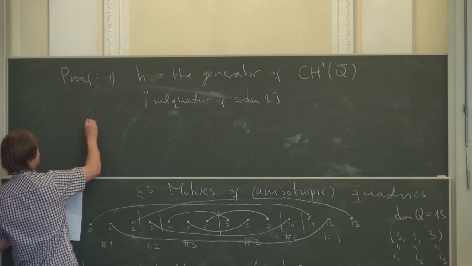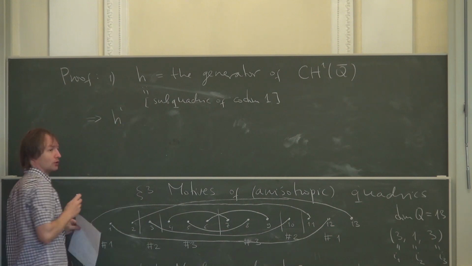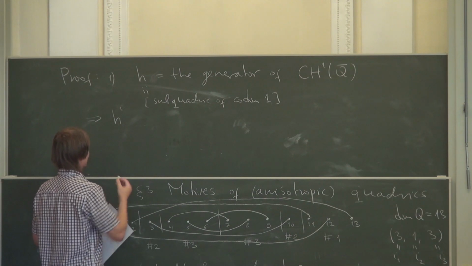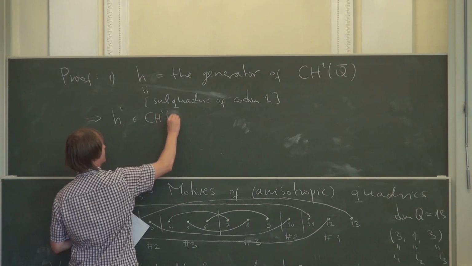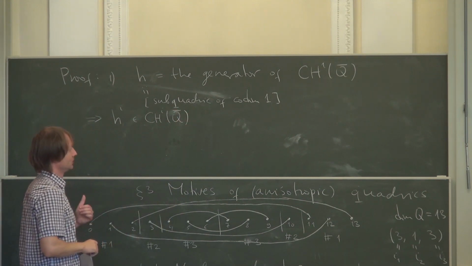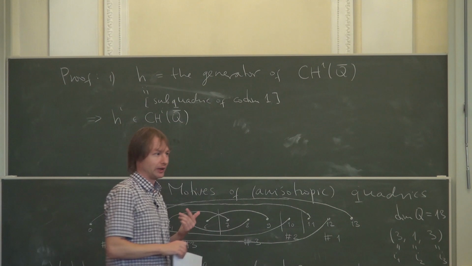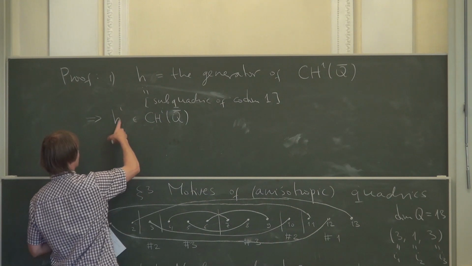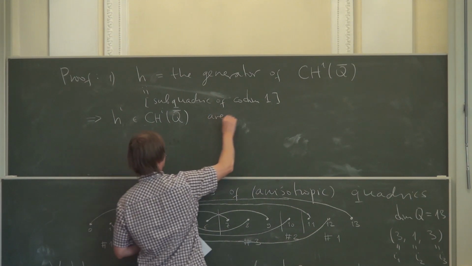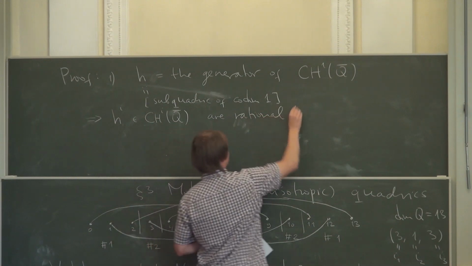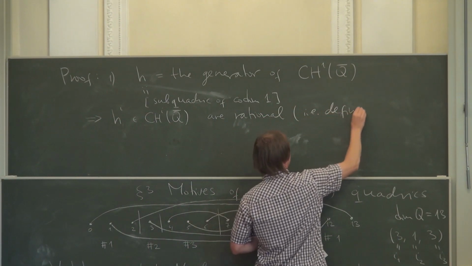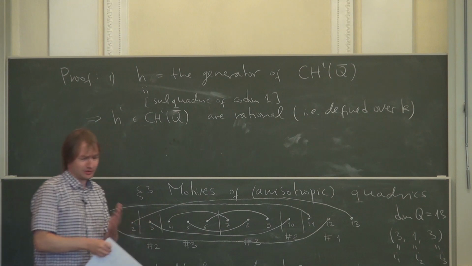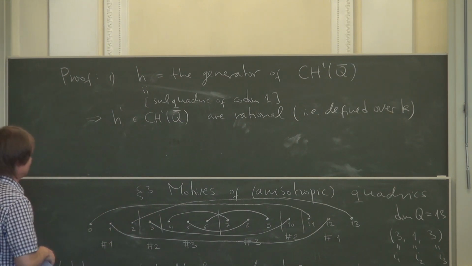So then we have powers of H, and these are elements in the Chow group of Q bar. Well, it's easy to see that H is rational. So H is defined over the base field. And if H is rational, then of course all its powers are also rational. Okay, just because the subquadric exists always.